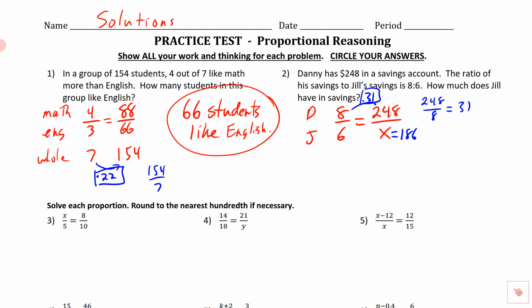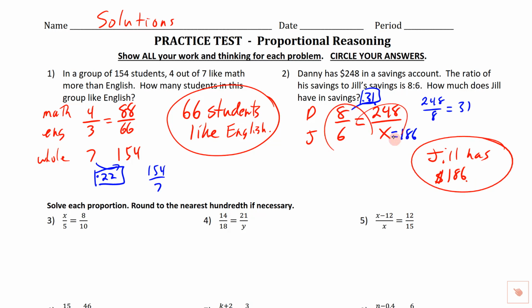So I'm going to write Jill has $186. Okay, so we'll go ahead and circle that. Now there are a couple things that you might notice. If we were to do this problem this way, let's do 8x equals 6 times 248. You'll notice something when we solve this, that we end up with this 248 divided by 8, same thing we had here. So this is going to be 6 times 31. We're going to get the same answer. You might also notice that it's possible to reduce this. This also is 4/3, just like the other one was 4/3.